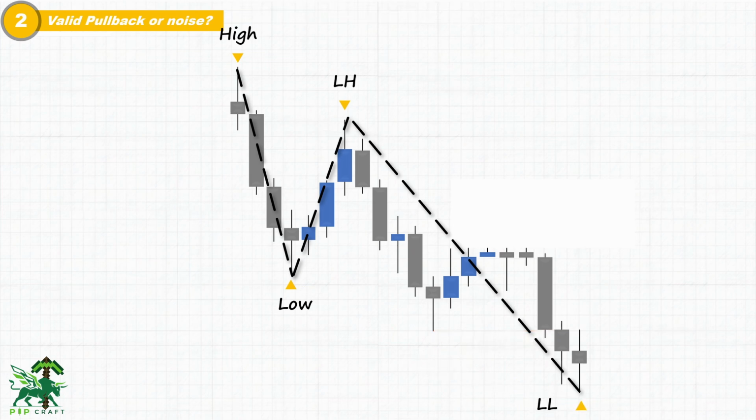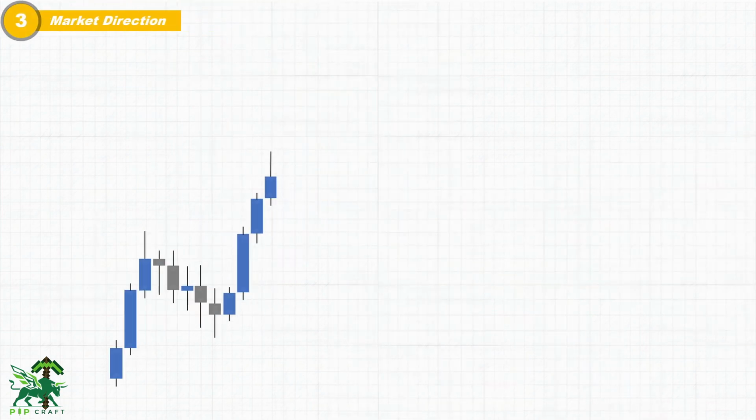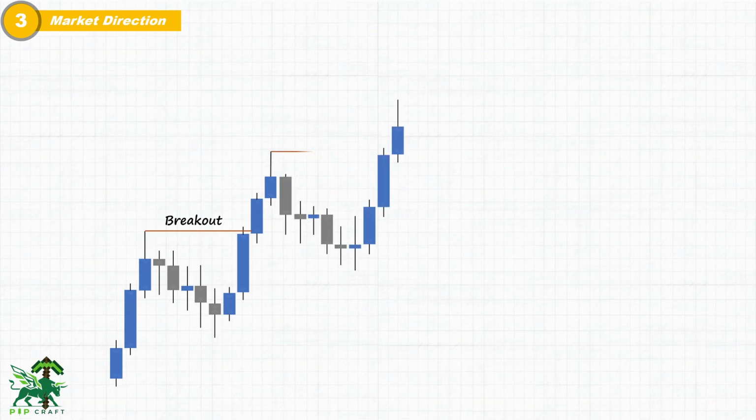Now that we know how to identify impulse and pullback, let's talk about market direction. When we see 1, 2, or 3 moves breaking above the previous structure, that tells us we're in a trend. If the price then forms another pullback and impulse, we have trend continuation.